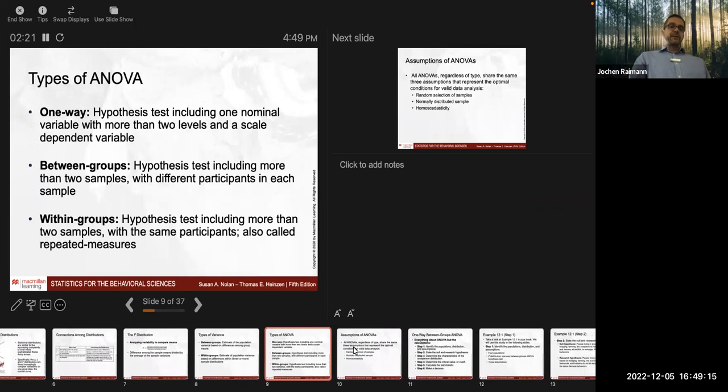So for the types of ANOVA, you have a one-way ANOVA when you have one scale dependent variable. If you have two nominal variables constituting the independent variable, you will have a two-way ANOVA, and three-way and four-way and five-way. So that's basically how you continue. Between groups, you're comparing groups with different participants in each group. Within groups ANOVA, you have the same participants undergoing different levels of your condition, which is the independent variable. It's also called a repeated measures ANOVA, so keep in mind when you're confronted with different terminology.